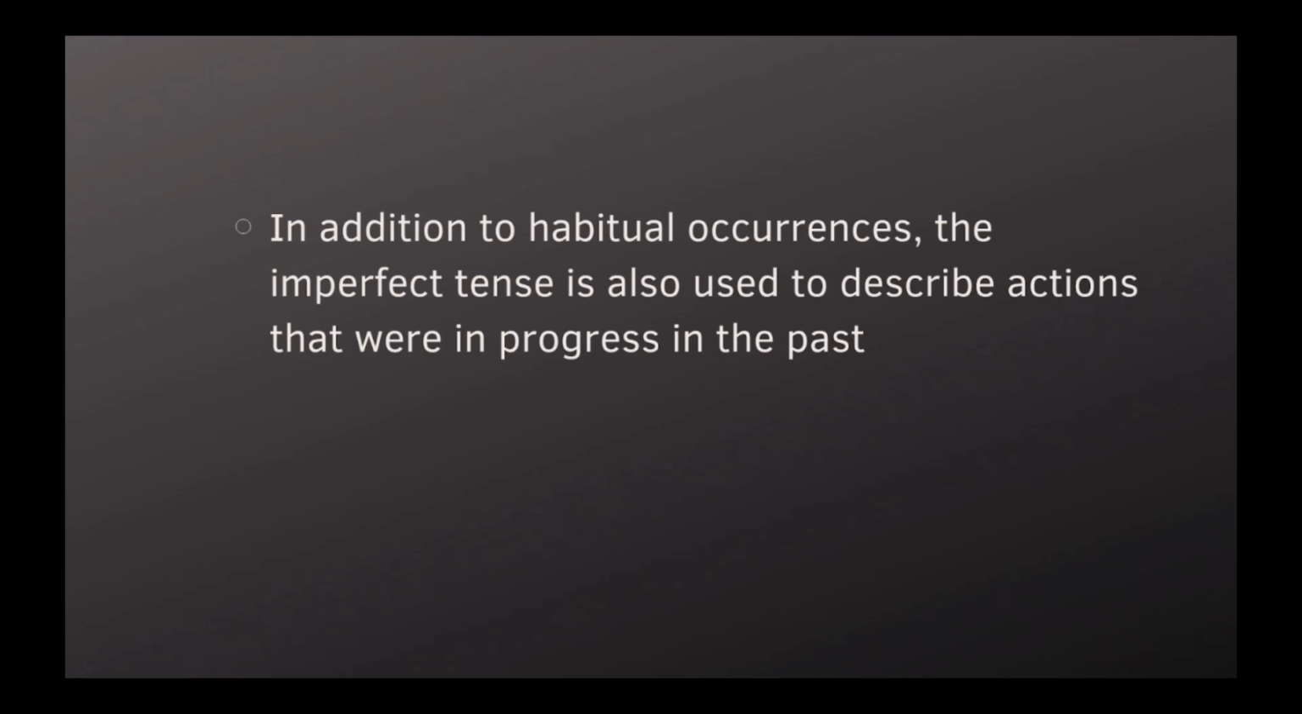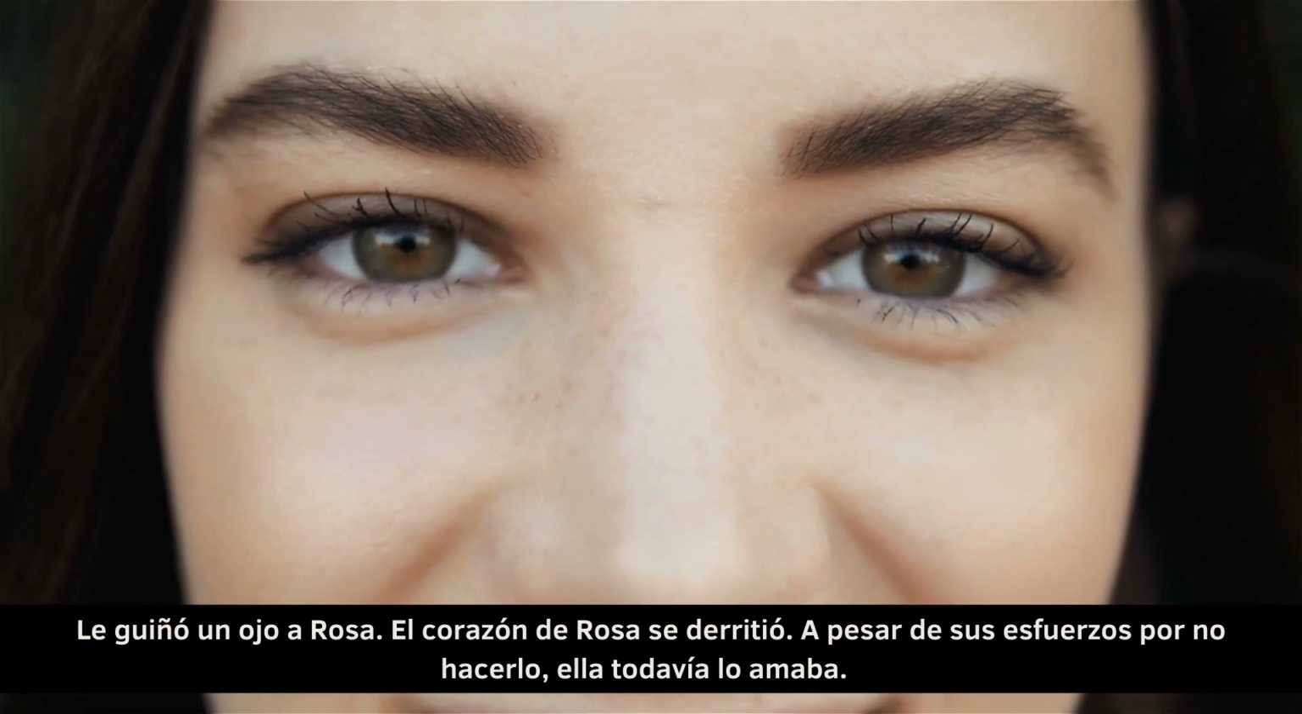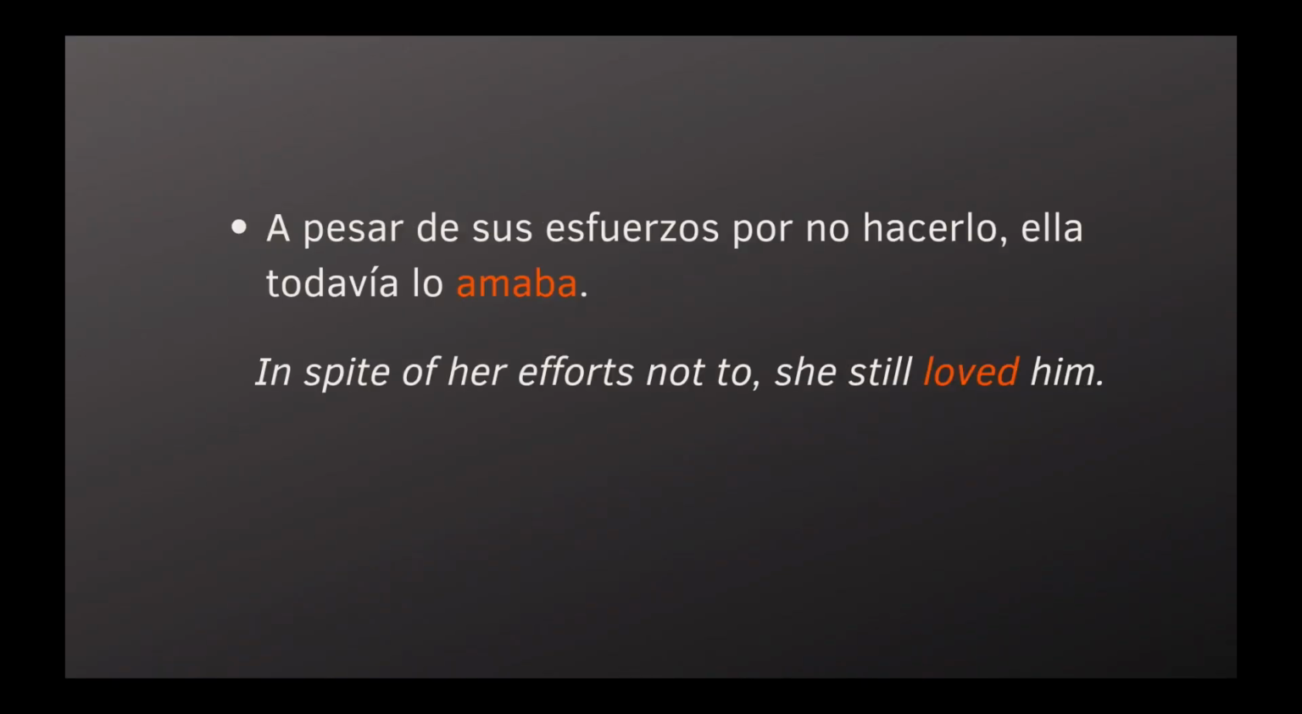All right, guys. So in addition to habitual occurrences, the imperfect tense is also used to describe actions that were in progress. A pesar de sus esfuerzos por no hacerlo, ella todavía lo amaba. So here's an example. In spite of her efforts not to, she still loved him. She wasn't loving him last month, last week, yesterday at 2 p.m. This is something that she just continuously felt. Todavía lo amaba. So that imperfect tense comes into play.